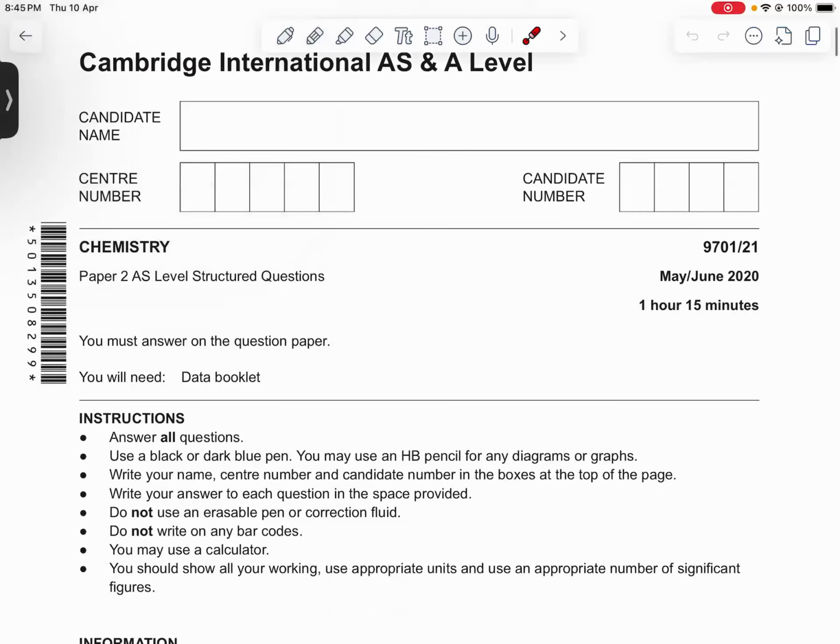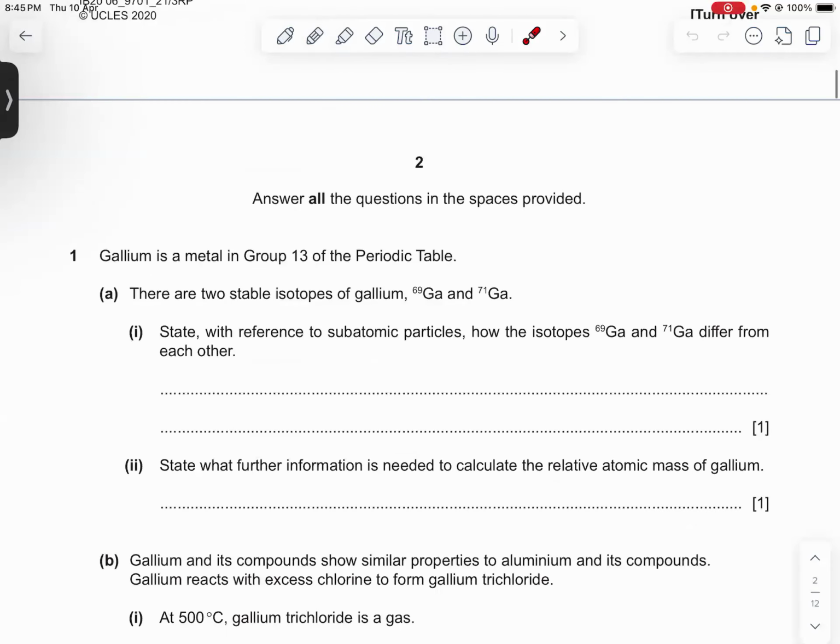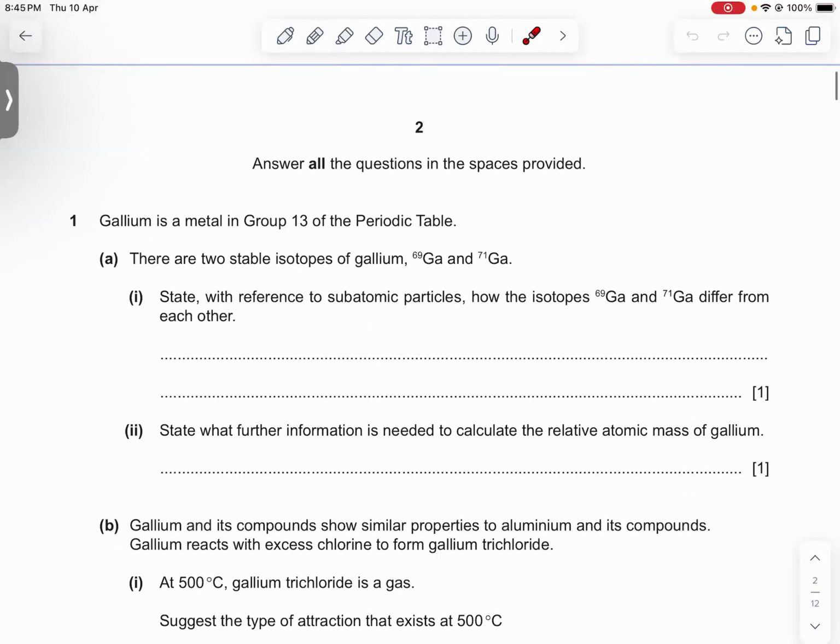All right, beta. So today we are going to be doing May June 2020, paper 21, A levels chemistry, AS chemistry, CIE. The first question is: gallium is a metal in group 13 of the periodic table. There are two stable isotopes of gallium, 69 gallium and 71 gallium. State, with reference to subatomic particles, how the isotopes 69 gallium and 71 gallium differ from each other.